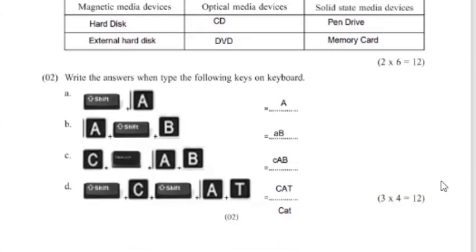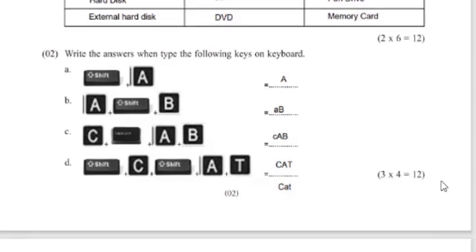The second one, write the answers when you type the following keys on the keyboard. A, it should be capital A. B, simple a and capital B. C, simple c, capital A, capital B. D, I think the handwriting is not clear. Sometimes if you wrote it as CAT in capitals, you get the mark. And sometimes if you wrote it as CAT with simple c, capital A and T, you also get the mark. So for each question, you get 3 marks, out of 12. You can write down your mark.